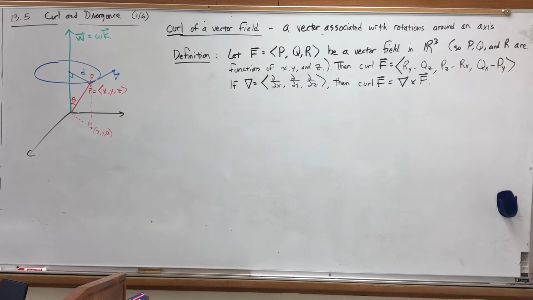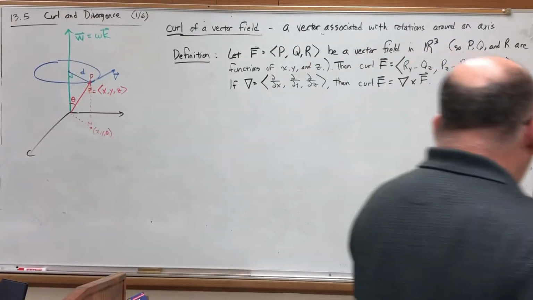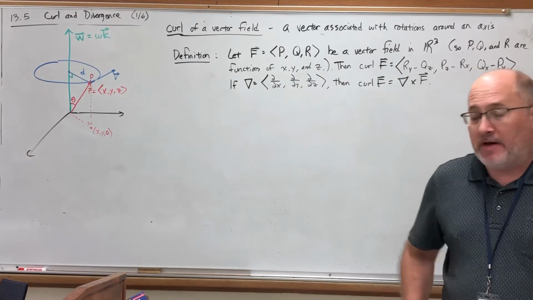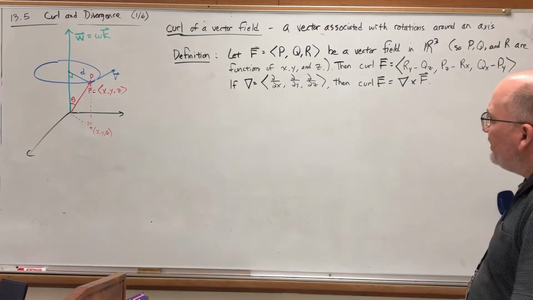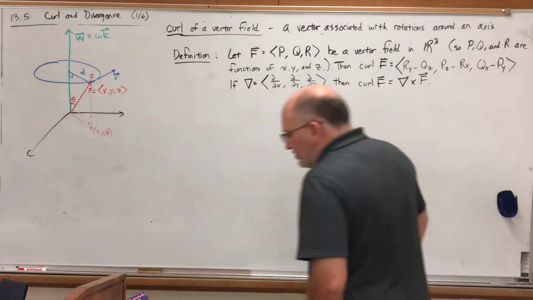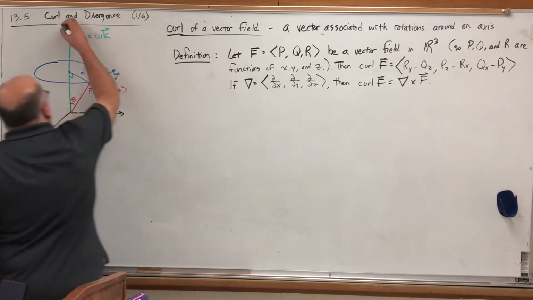Math 2415, Calculus 3, Section 13.5, Curl and Divergence. Last time we met, we wrapped up Chapter 13, Section 4 about Green's theorem, which gave a pretty strong relationship between a line integral around a closed curve and a double integral over the region bounded by that closed curve. And at the end of this section, we will draw a connection between curl and divergence and Green's theorem.